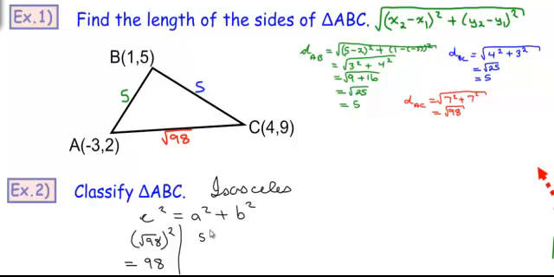A squared would be 5 squared, and B squared would be 5 squared. So that would be 25 plus 25, which is 50. So I can just say it's an isosceles triangle. I could also indicate that it is non-right. It is not a right angle triangle. Okay, Pythagorean theorem doesn't work.